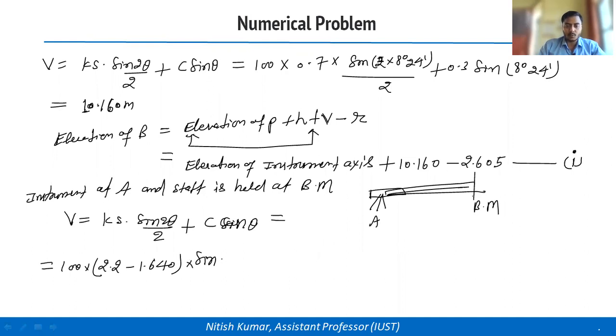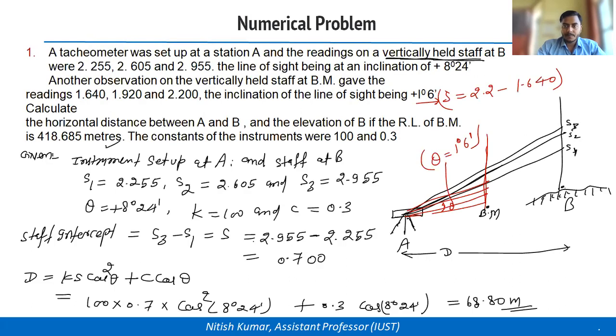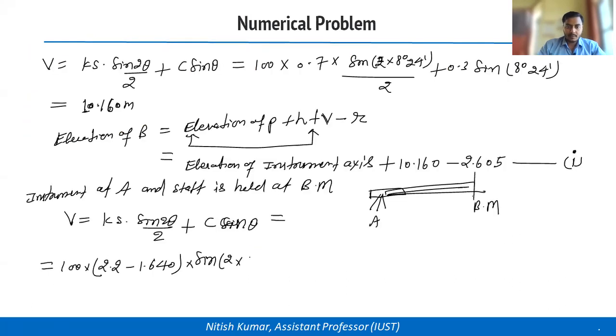Nice. Now sine 2 theta. What is the theta here? 1 degree 6 minutes. So 1 degree 6 minutes divided by 2, plus 0.3, that is the instrument constant, sine 1 degree. So we'll get this value. I'm writing directly; you can calculate also. 1.081 meter.